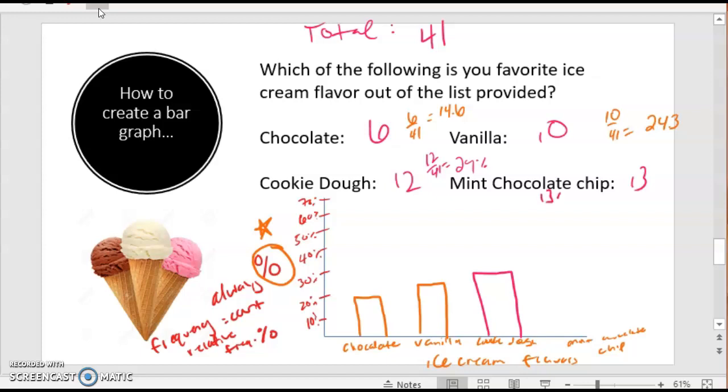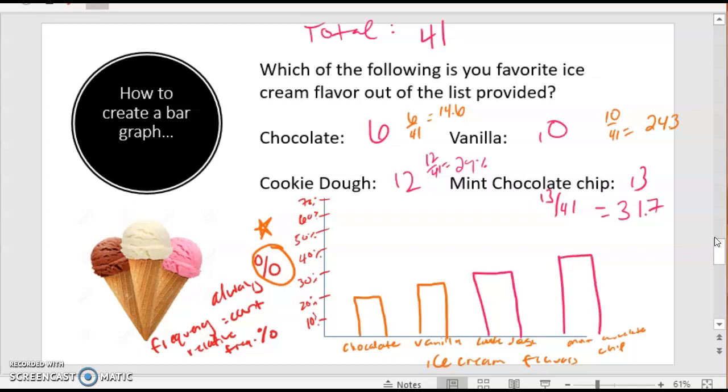And then 13 over 41, because mint chocolate chip is my favorite, so obviously everyone else likes it as well because it's delicious. Sorry if you don't agree. Okay, 31.7%, so that's going to be my largest.